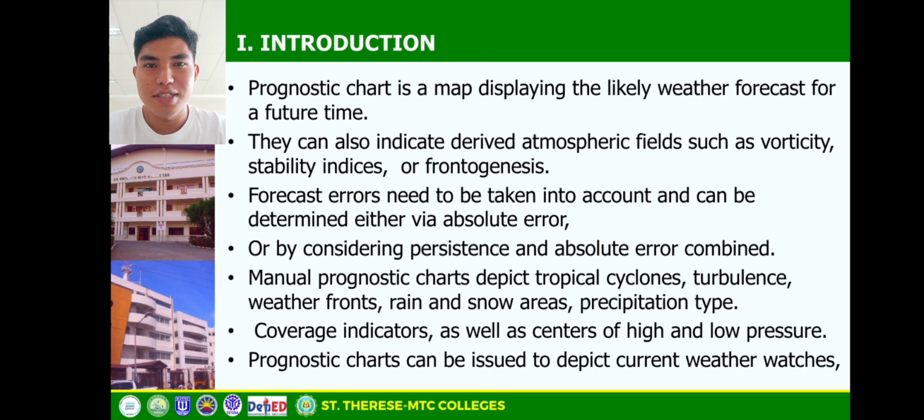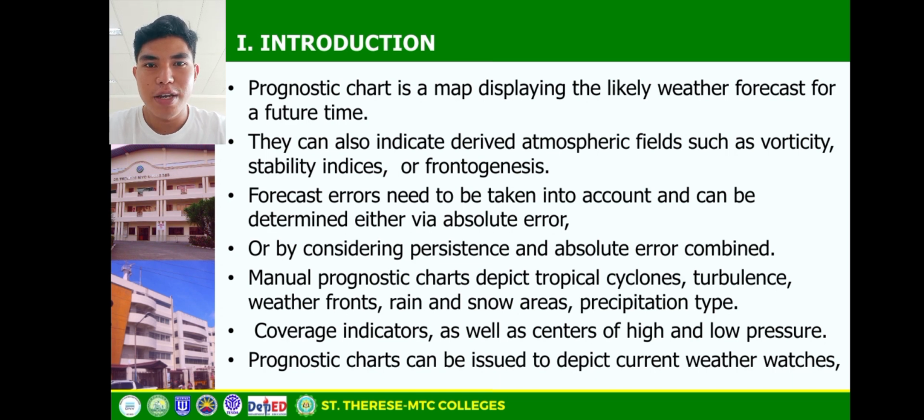Low-level prognostic charts used by aviators show the forecast between the Earth's surface and 24,000 feet, or 7,300 meters, above sea level over the next 2 days. They show areas where visual flight rules are in effect, areas where instrument flight rules are in effect, the height of the freezing level, the location of weather features, and areas of moderate to severe turbulence.